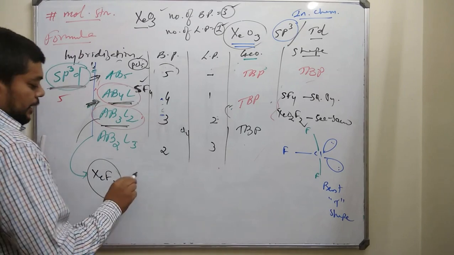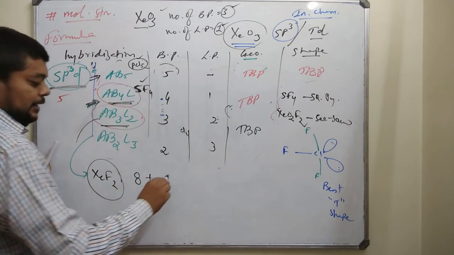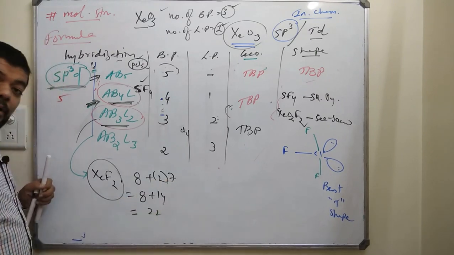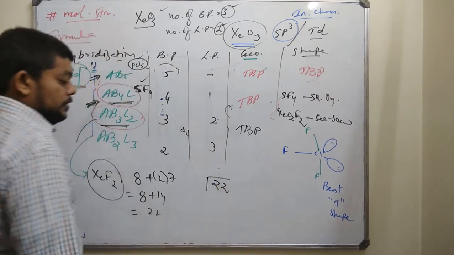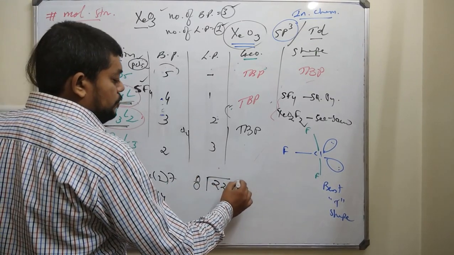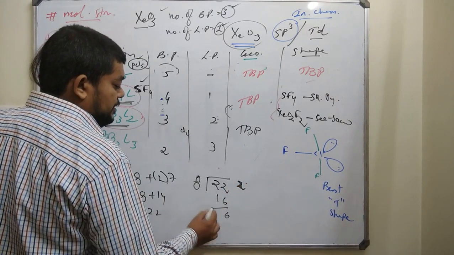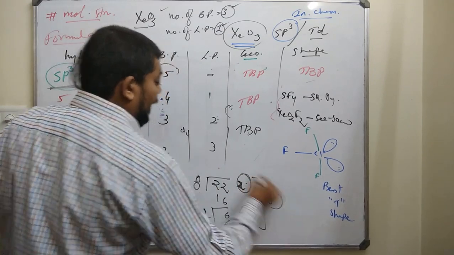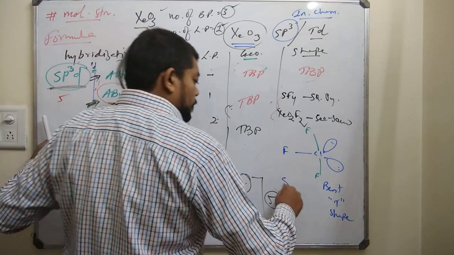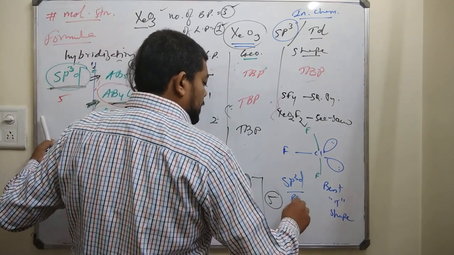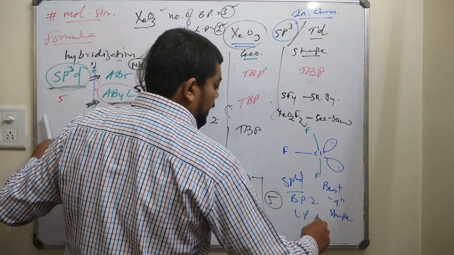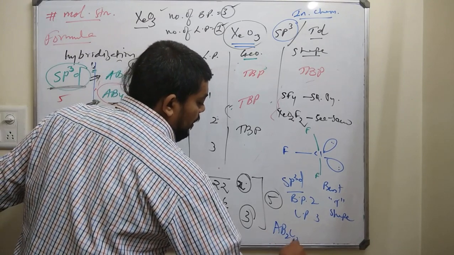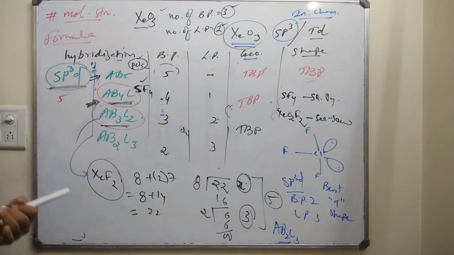So XeF2, it is 8 from all the inert gases other than helium, 7 from halogen multiplied by 2, so it is 8 plus 14 and that will be 22. Whenever you have 22 as your total number of valence electrons, you divide it by 8, 8 times 2 is 16, you are left with 6, which is 2 times 3. So it is 2 plus 3, a total of 5. So when it's a total of 5, it is always sp3d hybridization. Bond pairs are 2, lone pairs are 3. So it's a 2 plus 3 combination, an AB2L3 type.